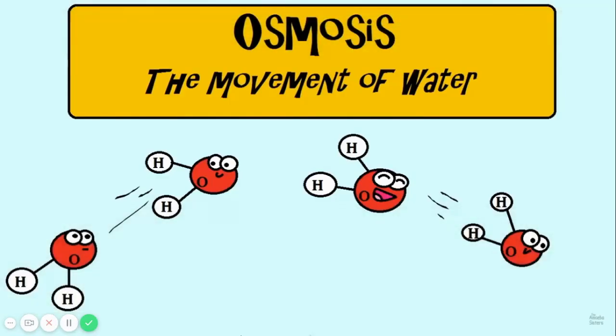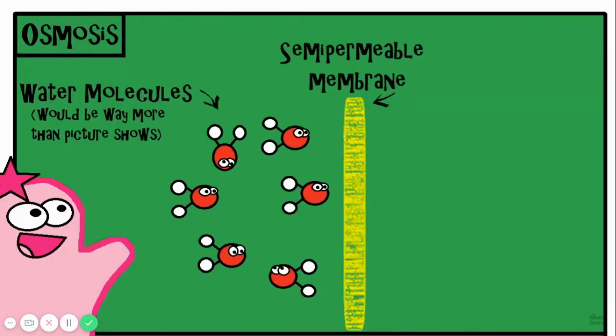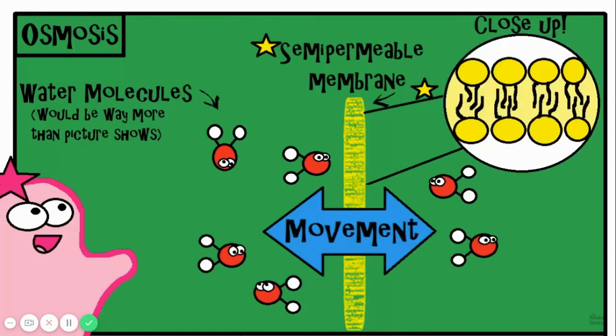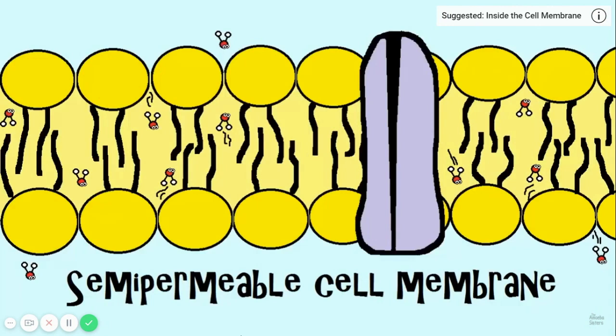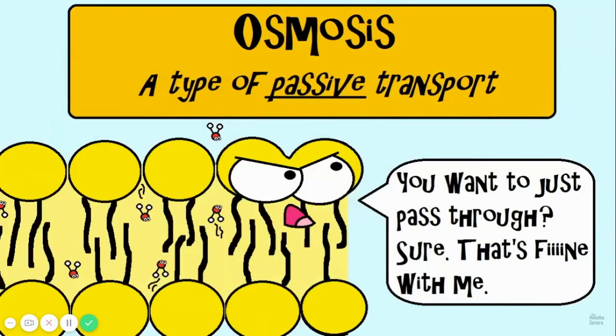Now first understand that osmosis is the movement of water, and that really is a type of diffusion. Often when you're talking about osmosis, you're talking about the movement of water through a semi-permeable membrane like a cell membrane. A cell membrane has openings small enough for water molecules to pass, but will not allow larger things like salt molecules to freely pass, at least not without assistance. Osmosis is a type of passive transport, meaning that it doesn't require energy.